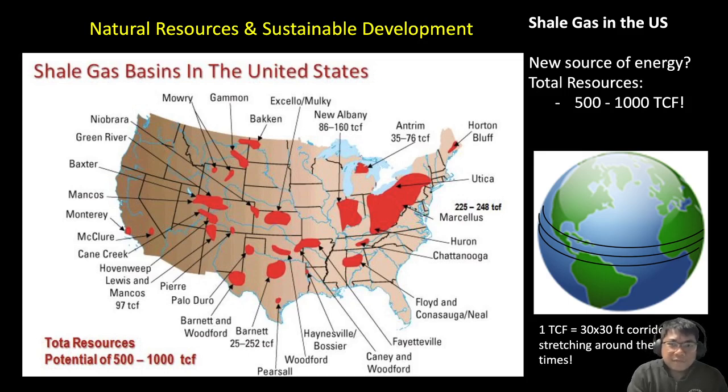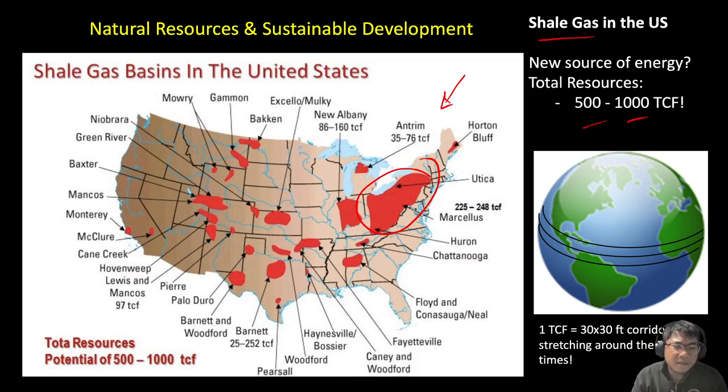This picture here on the left side shows you shale gas basins in the United States. The red areas that you see on this map represent areas that would produce gas. Okay, a new source of energy. Shale gas is a new source of energy in the United States, and it has about 500 to 1,000 trillion cubic feet.